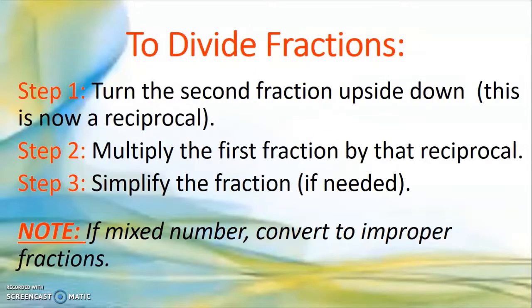To divide fractions, first, turn the second fraction upside down or just find the reciprocal. Step 2, multiply the first fraction by the reciprocal. And last step, simplify the fraction if needed. Take note, if mixed number, need to convert also to improper fractions.